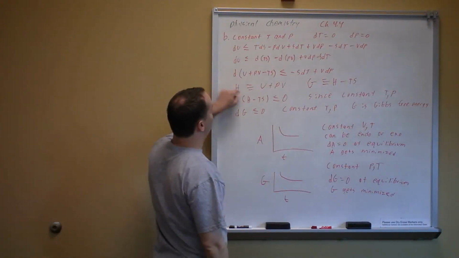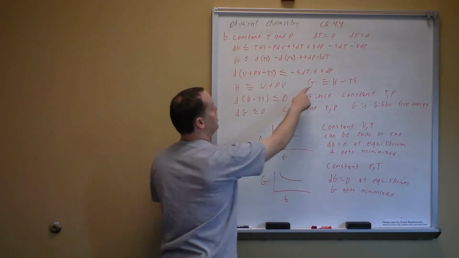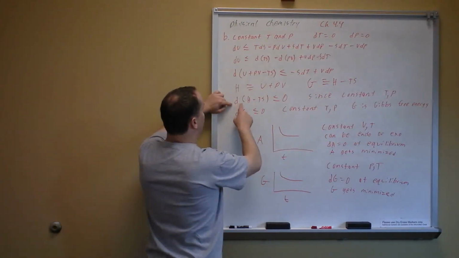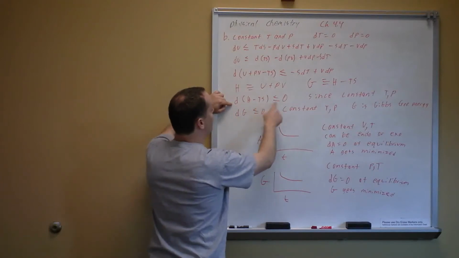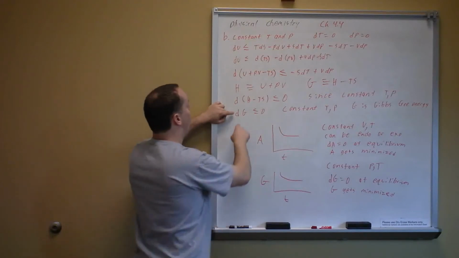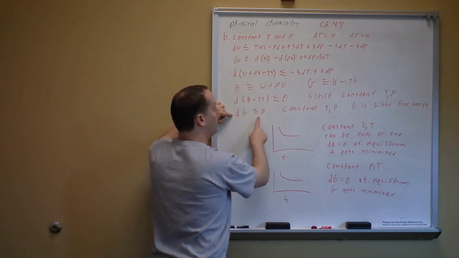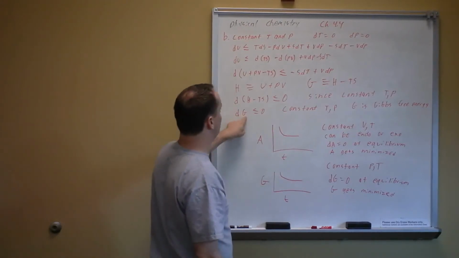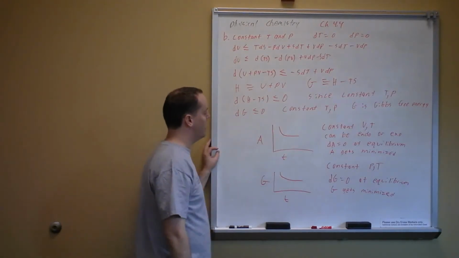Also remember that H is defined as U plus PV, and G is defined as H minus TS. So we're going to say that the differential of (H minus TS) is less than or equal to 0, since we're at constant temperature and pressure, remember, or just that dG is less than or equal to 0. But again, this is only constant temperature and pressure. And remember, G is our Gibbs free energy that we defined.